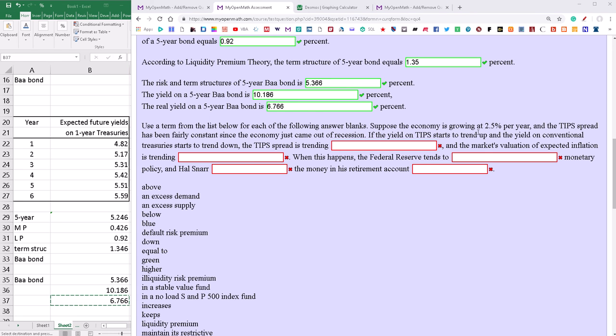Okay. Suppose the economy has grown at 2.5% per year, and the TIPS spread has been fairly constant. If the yield on TIPS starts to trend up and conventional treasuries start to trend down, that means the TIPS spread is being squeezed. So the TIPS spread is trending down. And this means the market's valuation of expected inflation is trending down.